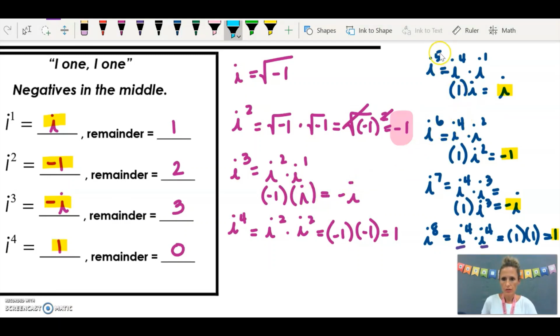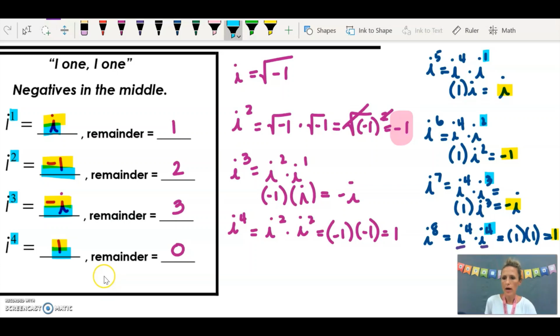So notice on each of these higher powers, all I did was take out i to the 4th from each of our higher powers, and what was left over was a 1, a 2, a 3, and a 4. Those represent the remainders for the powers we're looking for. When the leftover power is 1, I have i. When it is 2, I have -1. When it is 3, I have -i, and when it is 4, I have 1.